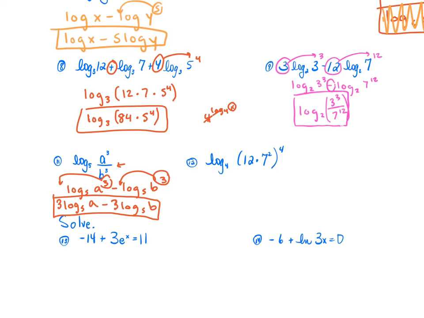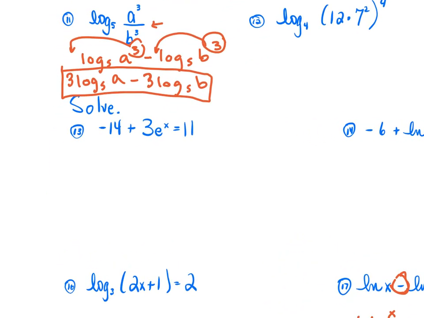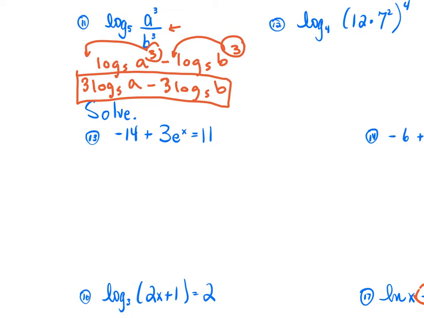All right, 13. So we're solving. Our goal when solving is to get our e to the x or ln to the x, whatever we have there, or log of x, all by itself. So how can we get this e to the x all by itself? We want to isolate it on the left side. So what do we have to do? Add the 14 to both sides and divide by 3. So we have 3 e to the x is equal to 25. And then divide by 3.